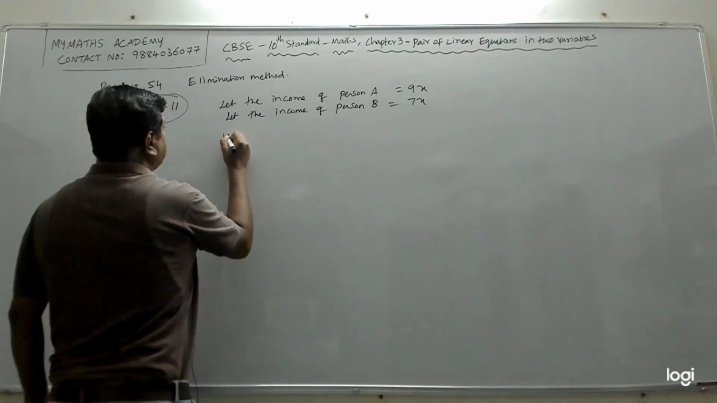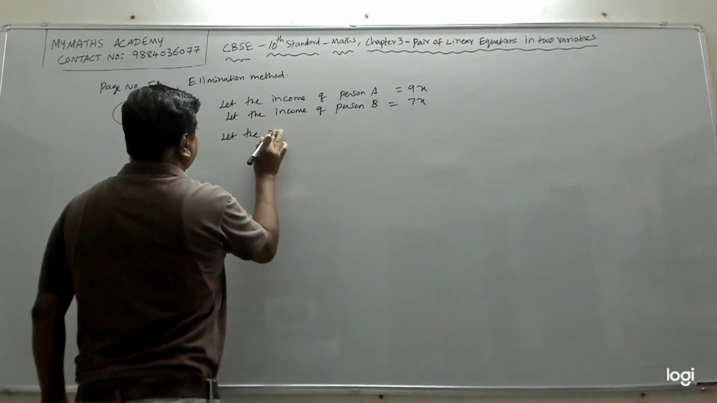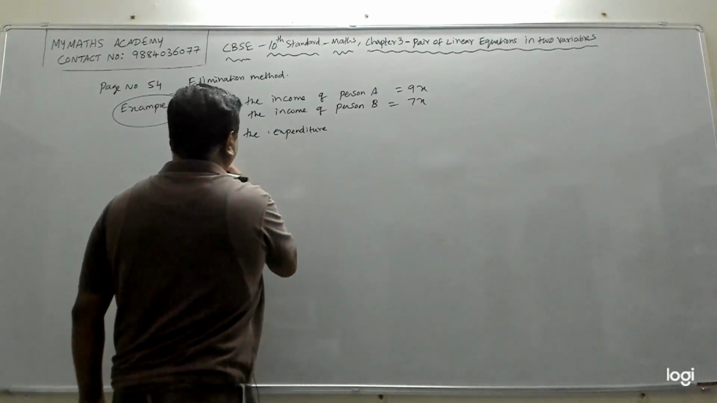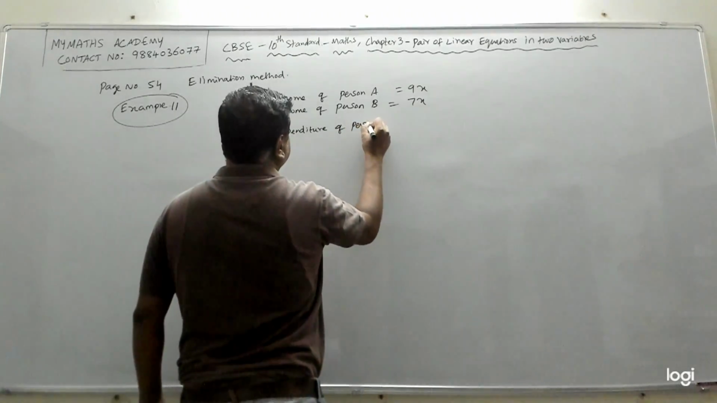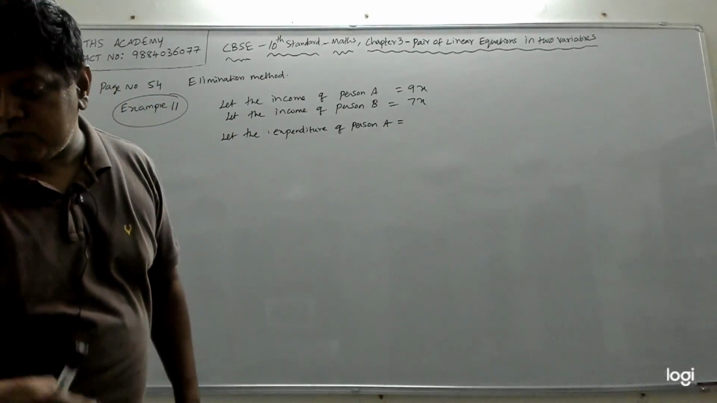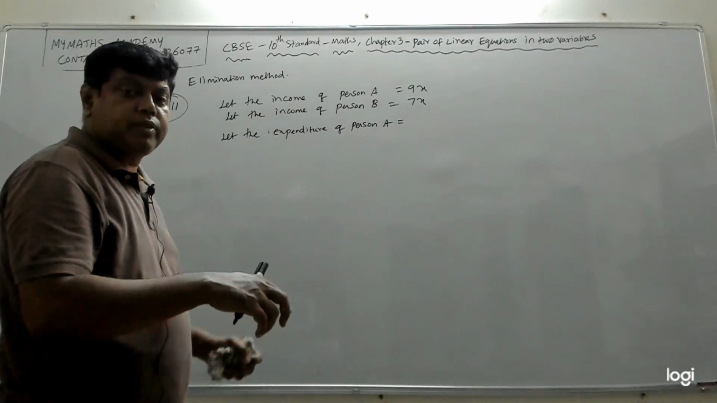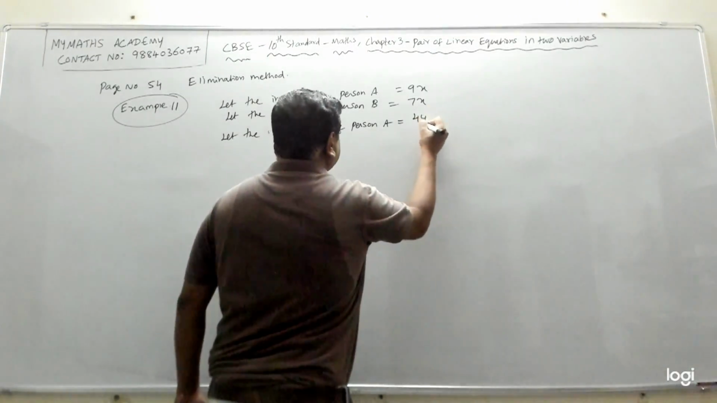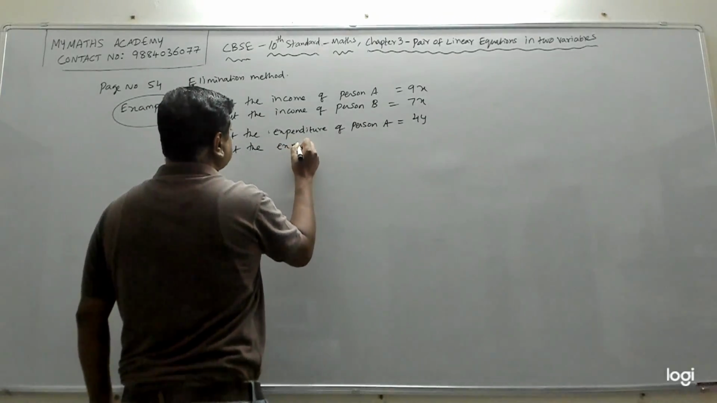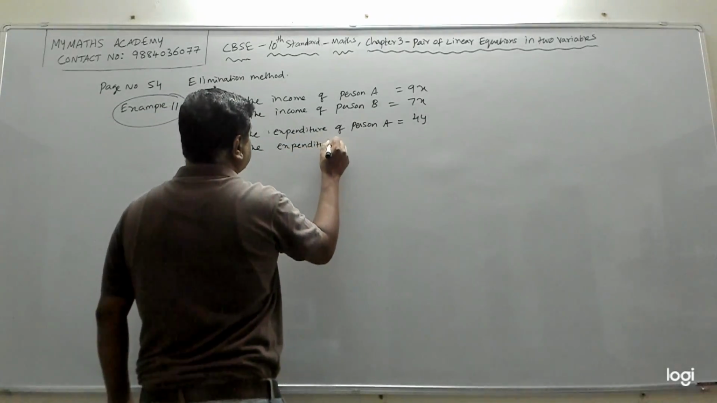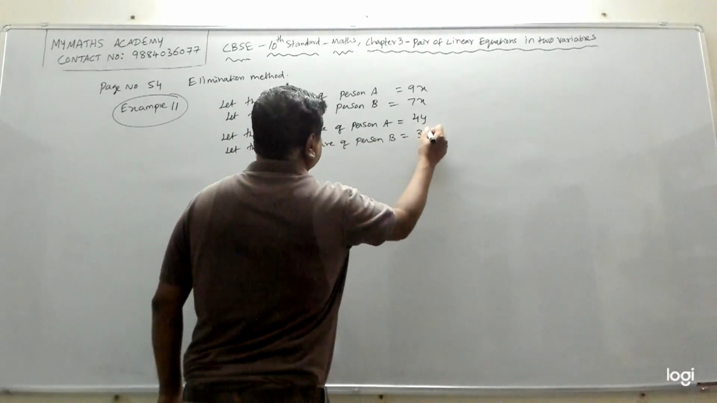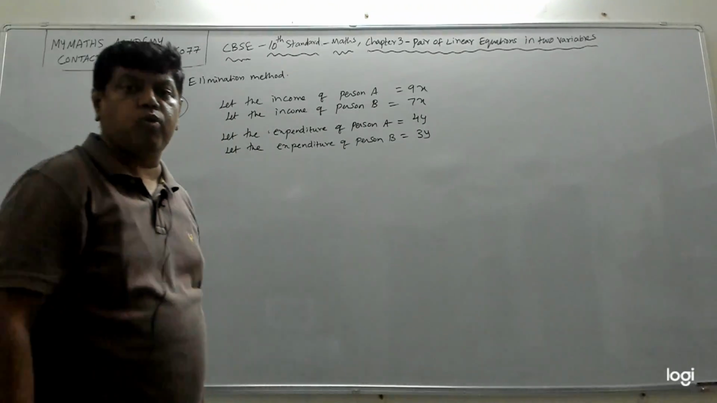So let the expenditure of person A be equal to, what is the ratio of their expenditure? The ratio of their expenditure is 4:3, which means the first person's expenditure is 4y, and let the expenditure of person B be equal to 3y, because the ratio is 4:3.